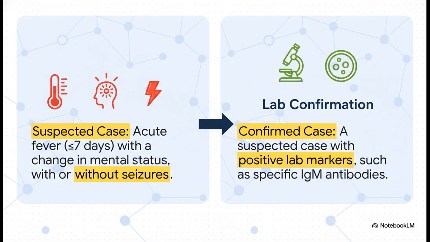But to get to a laboratory-confirmed case, you need proof. You need to back up that clinical suspicion with hard lab evidence. That means finding JE-specific IgM antibodies in the serum or CSF, seeing a 4-fold rise in IgG levels, or directly detecting the virus or its antigens.